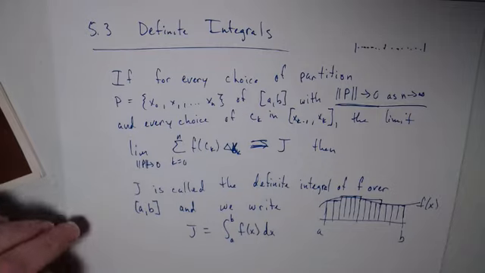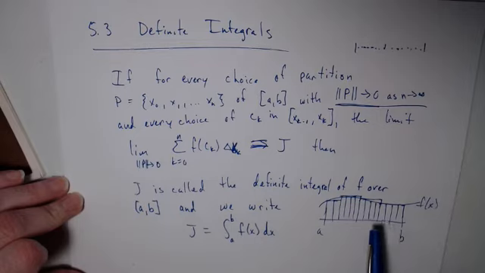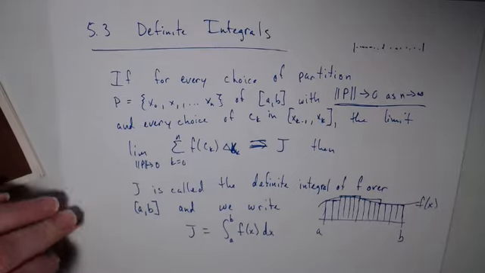So the limit as the number of rectangles goes to infinity in such a way that the width of all the rectangles is going to 0 will be equal to the definite integral from a to b of f of x dx, which will be equal to j, which is that common limit.